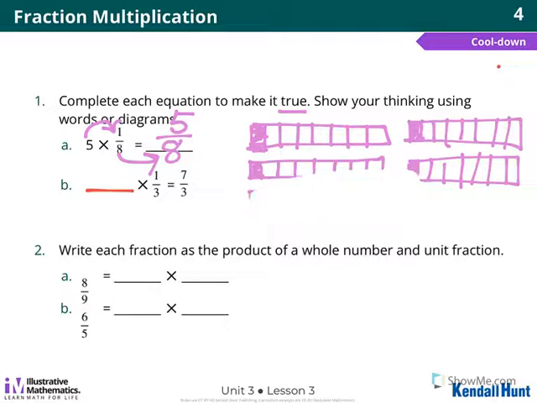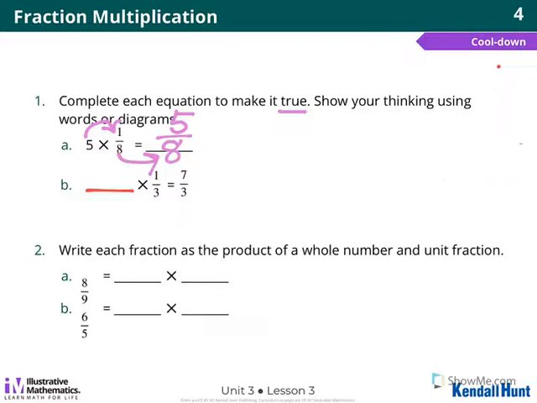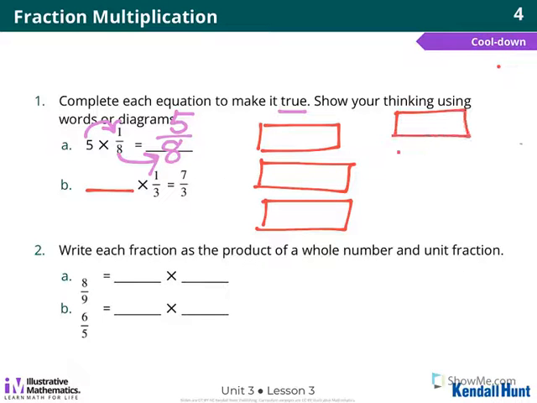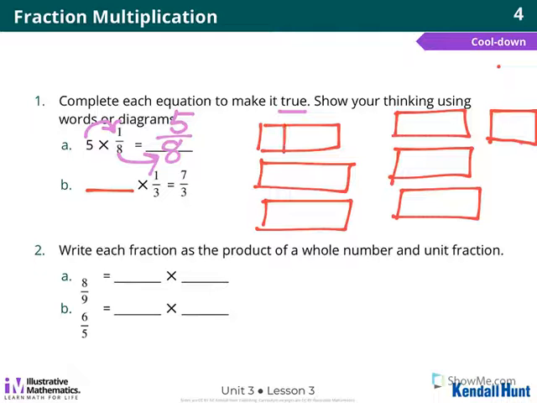Okay, so here we go with our diagram. And 7/3. 1, 2, 3, 4, 5, 6. Ooh, I ran out of room. Well, we'll make a little one. And 3 equal parts, right? I'm hoping your diagrams are much neater than mine. And each one is 1/3.